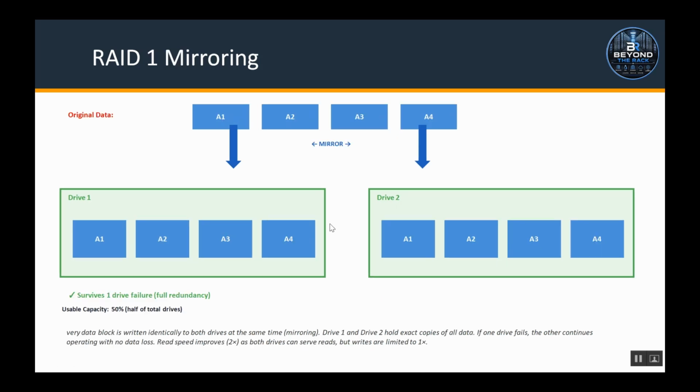RAID 1 mirroring. You can see here original data blocks A1 to A4. Data blocks are written identically to both drives at the same time, what we call a mirror. Drive 1 and drive 2 hold exact copies of all data. If one drive fails, the other drive continues operating without any data loss. Read speed is improved as both drives can serve reads, but writes are limited to 1x.